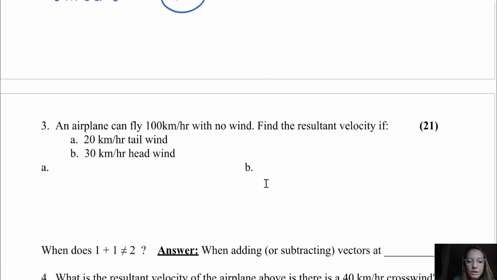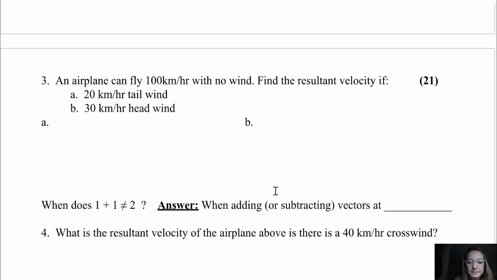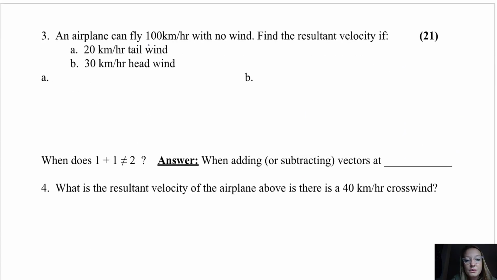Let's do a few more with method A. We're going to look at this airplane. This airplane can fly 100 kilometers per hour with no wind, but we're going to find the resultant velocity if there's a 20 kilometer per hour tailwind and a 30 kilometer per hour headwind. So let's draw a quick picture of this little airplane. There it is. So it can go 100 kilometers per hour forward. We're going to say that this is east with no wind.